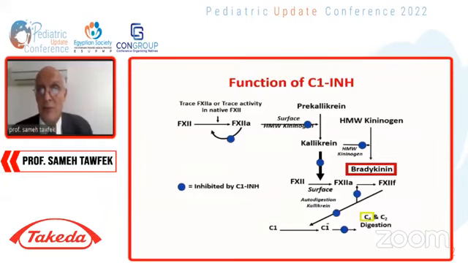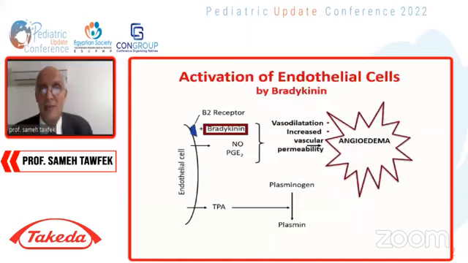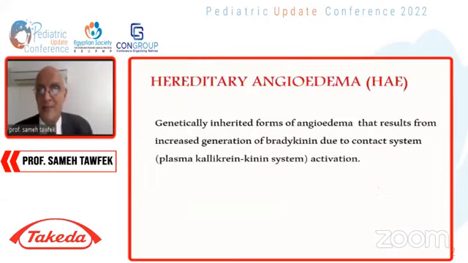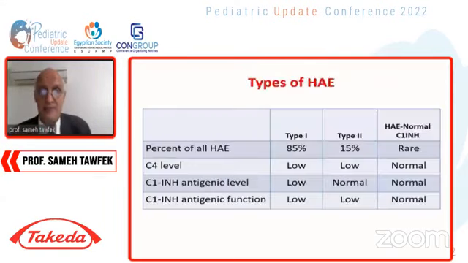And we will then go through it, it's clear from this chart. And this is endothelial activation by bradykinin, and the result is vasodilation, increased vascular permeability, which consequently leads to angioedema. Hereditary angioedema, as mentioned before, is a genetically inherited form, resulting from increased generation of bradykinin due to contact system plasma kallikrein system activation. What are the types of hereditary angioedema?